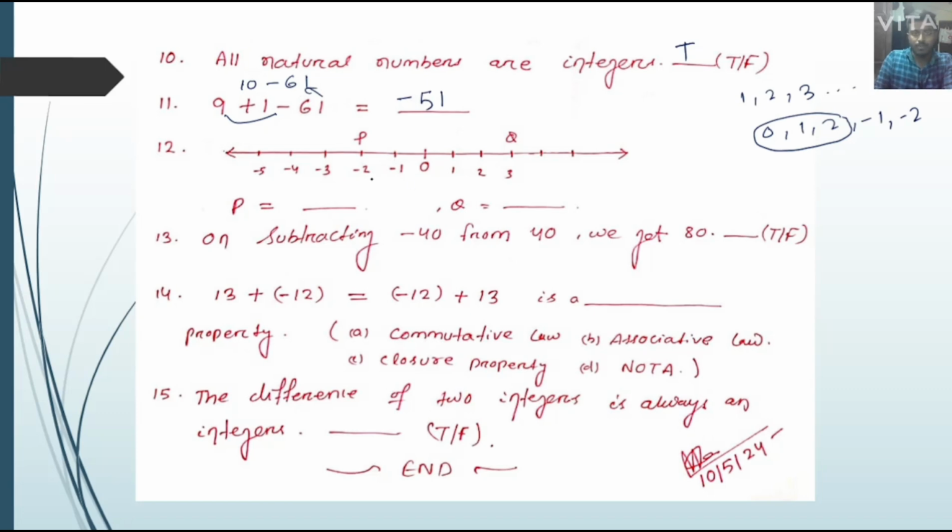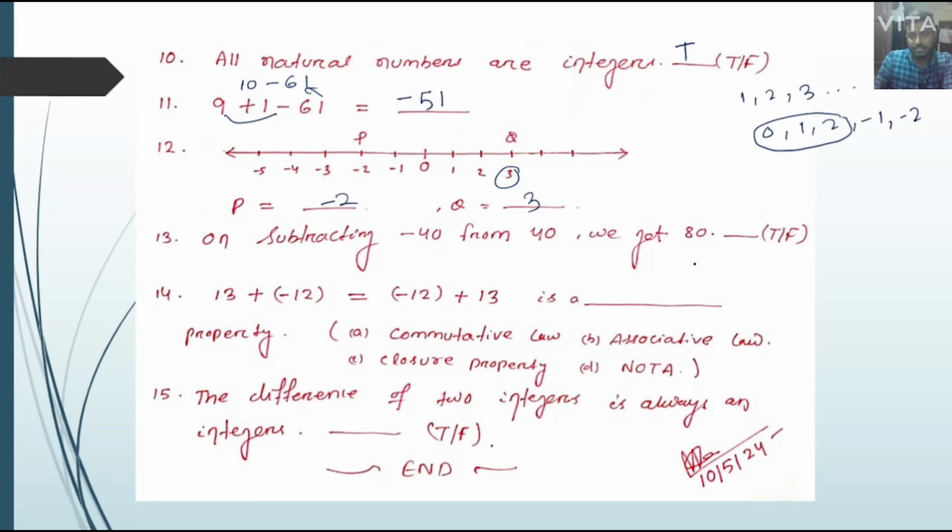Okay. Now P is minus 2. First read the number line. The answer Q is 3. Now next question. On subtracting minus 40 from 40, we get 80.